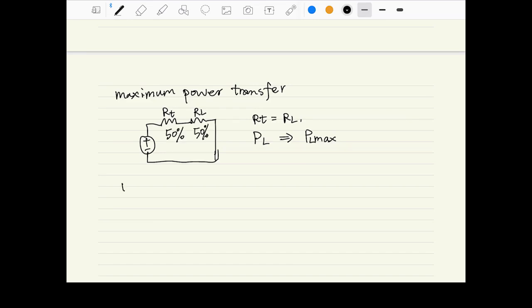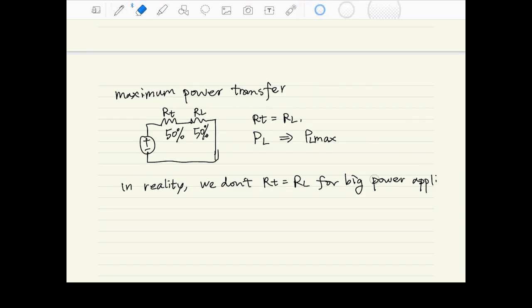In reality, we don't use this for big power applications, because when the power is big, big energy, you'll find out that 50% of it is wasted on other things instead of the load. That's not what we want, right? So we also need to balance efficiency against this.